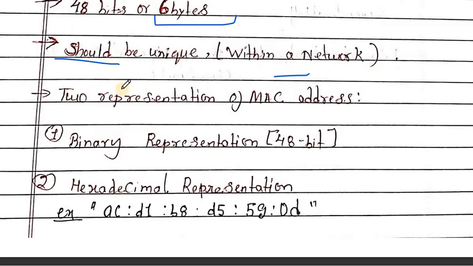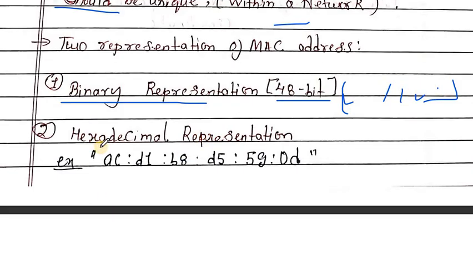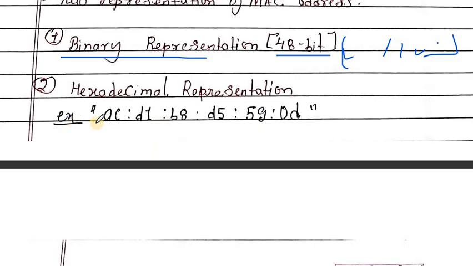Although a MAC address is unique among all devices in the world, with millions of devices, all devices have a unique MAC address. Now the representation of the MAC address. In binary representation, there are 48 bits in a MAC address. In hexadecimal representation, this is the form in which the MAC address is usually written.